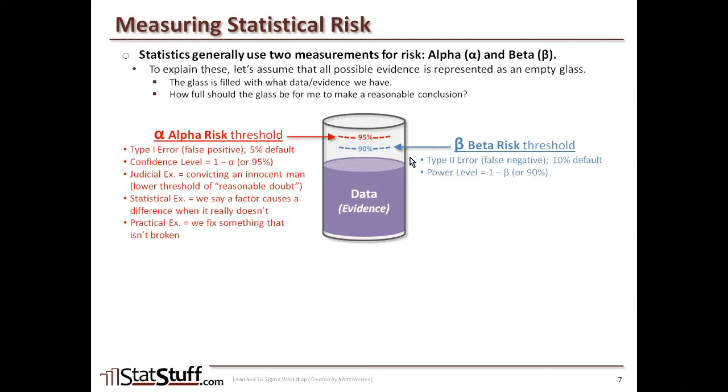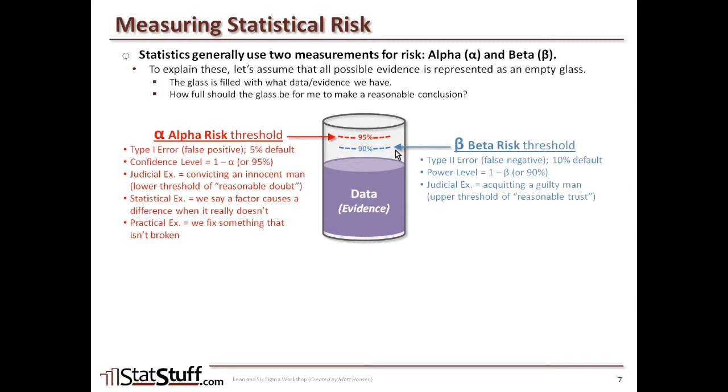So if you say 1 minus this beta risk, then what it's called is the power level, and that represents 90%. So for this type of risk, again from a judicial example perspective, it's the risk of acquitting a guilty man. That is, letting a guilty person go free. And we don't want to do that either. If they're really guilty, then we want to be able to convict them. And we don't want them to go free. So there is a risk that we could actually be letting somebody go free that really is guilty after all.